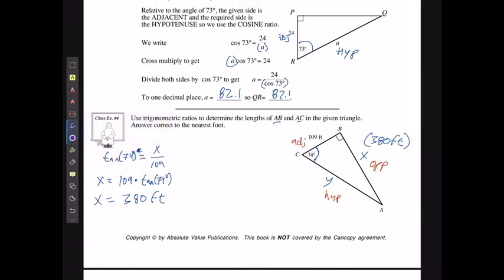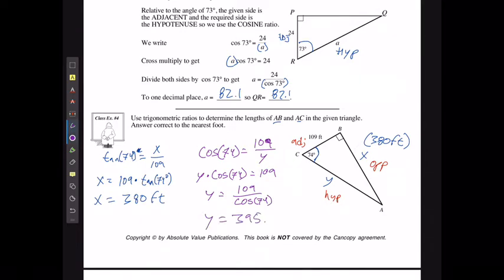For y, I'm solving for my hypotenuse. I know my adjacent. The only one that has adjacent and hypotenuse is cos, so cos of 74 is going to equal 109 over y. I'm going to multiply y into both sides and say that y times cos of 74 is equal to 109. And then to get y by itself, I'm going to divide both sides by cos 74. y is equal to 109 over cos of 74, and in this case, y is equal to 395 feet.